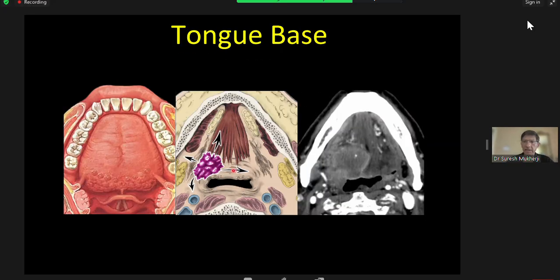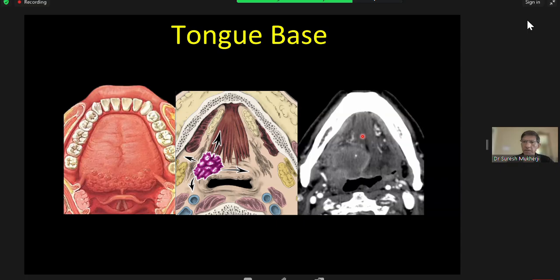So this is an example that I was referring to. Here's a schematic illustration involving the right side of the tongue and the tongue base. Notice we can have these various spread patterns. These tongue base cancers can cross the midline, they can extend posteriorly, laterally, but they can also extend anteriorly. Now, on your right here is an example of a tumor primarily arising from the tongue base.